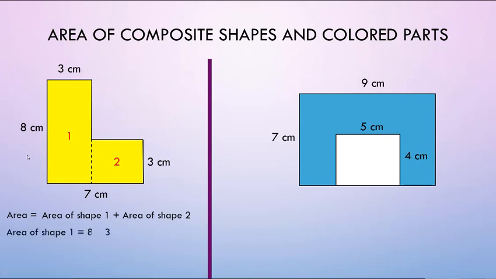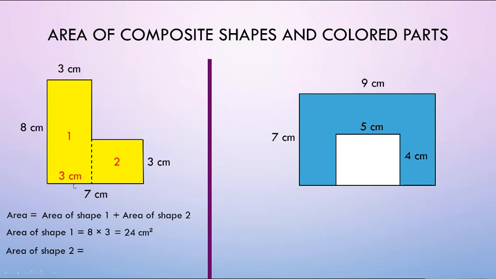So area is 8 times 3, 24 square centimeters. Shape number 2 is also a rectangle. So we need length and width. Width is 3 centimeters, we need to find the length. All this side is 7 centimeters. Now, in rectangle 1, the length is 3 centimeters. So if it's 3 centimeters here, it's 3 centimeters here as well.